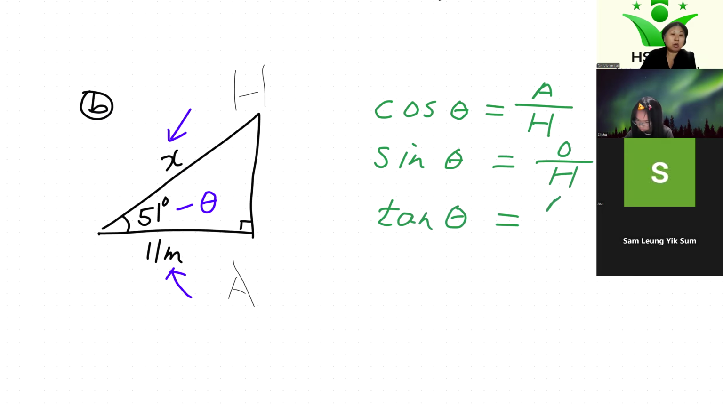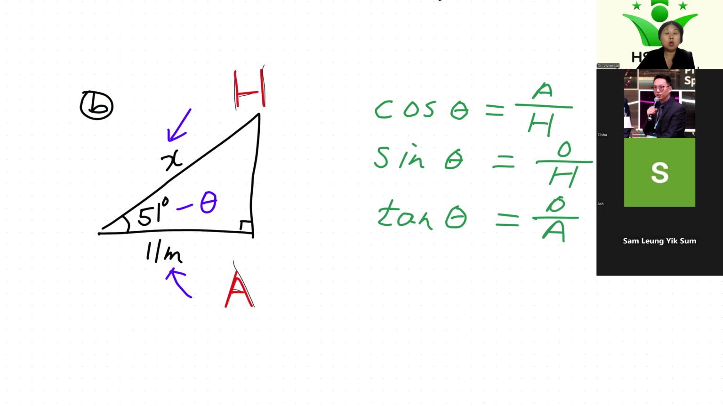Okay, so now look at the thing we have. We have A, we have H, and we have theta. That means which one is match? Cosine is match, A over H. So this question would be solved by cosine. So let's do the question.